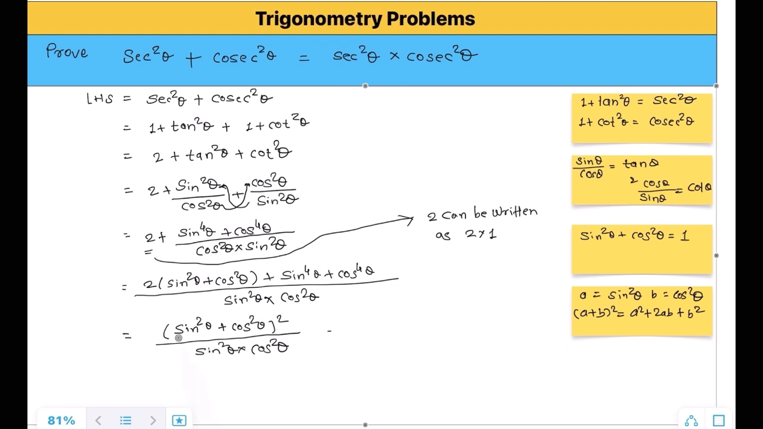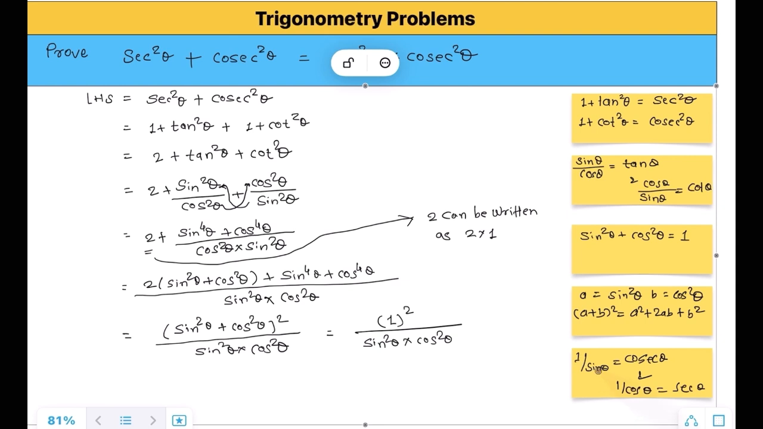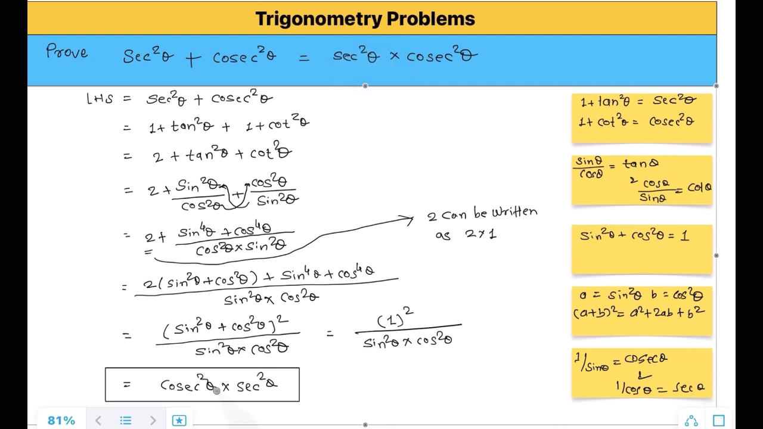So we get sin square theta plus cos square theta bracket square upon sin square theta into cos square theta. We have already seen sin square theta plus cos square theta is equal to 1. So replacing this by 1, what do we get? 1 raised to 2 upon sin square theta into cos square theta. Now we have also seen 1 upon sin theta is equal to cosec theta. So 1 upon sin square theta will become cosec square theta, and 1 upon cos theta is sec theta. So 1 upon cos square theta would become sec square theta. Hence we get cosec square theta into sec square theta, which is nothing but the right hand side, hence proved.